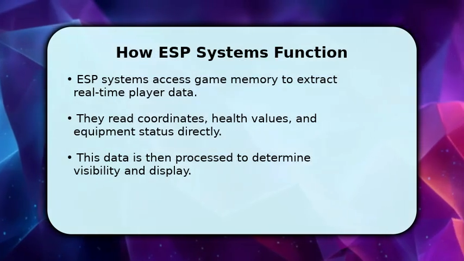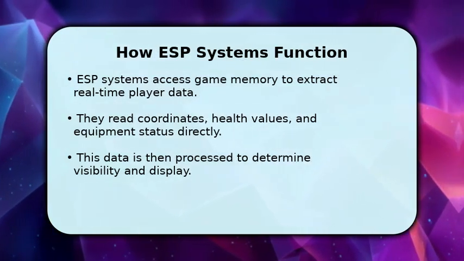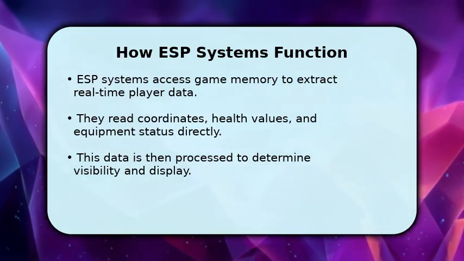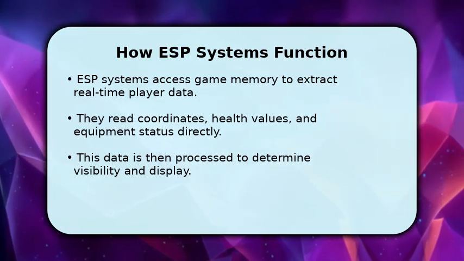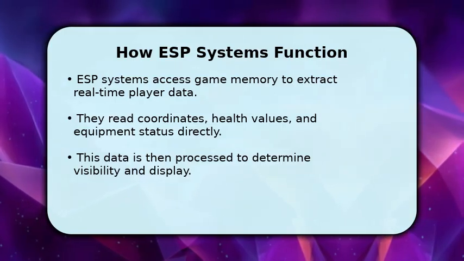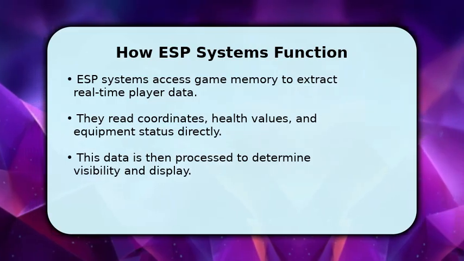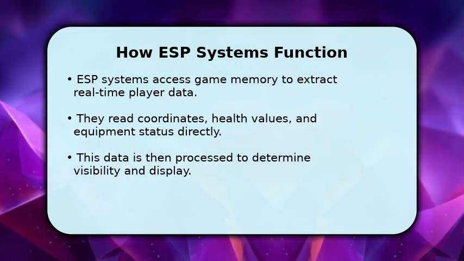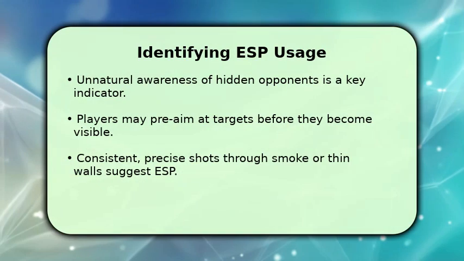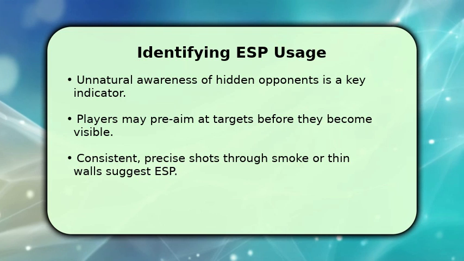ESP systems function by directly accessing and reading the game's memory. They extract critical real-time data, including player coordinates, health values, and equipment status. This raw data is then processed to determine what information should be displayed, and how. Finally, the system renders this information as visual overlays or outlines directly onto the player's screen, giving them an unfair view of the battlefield.